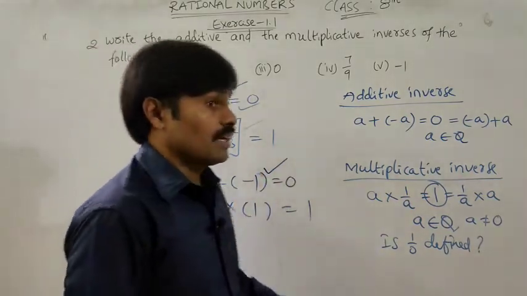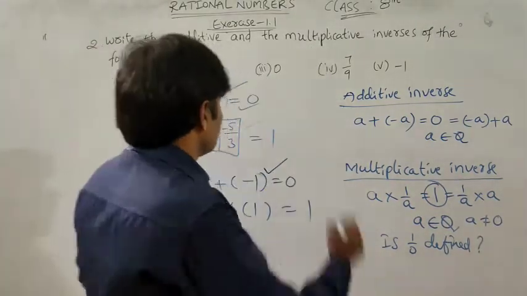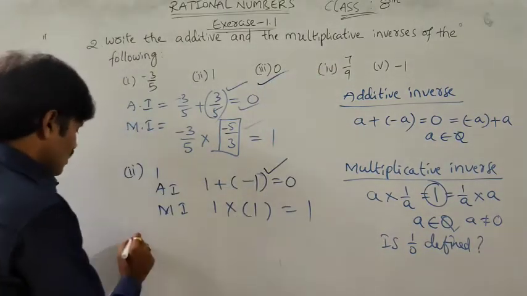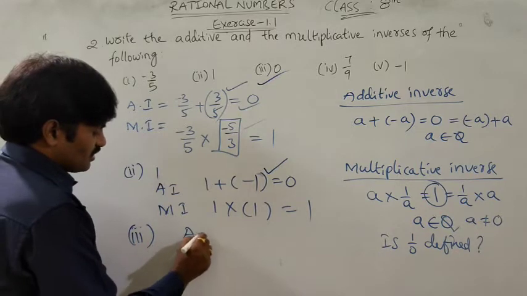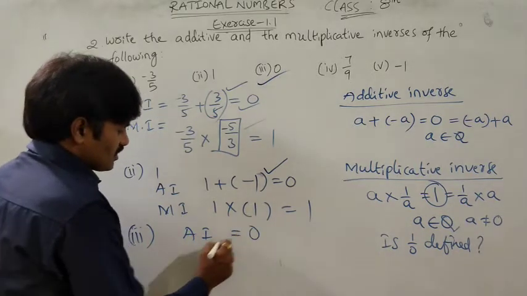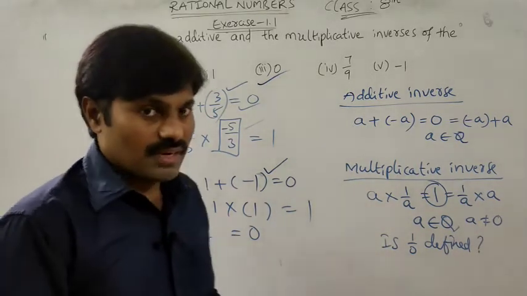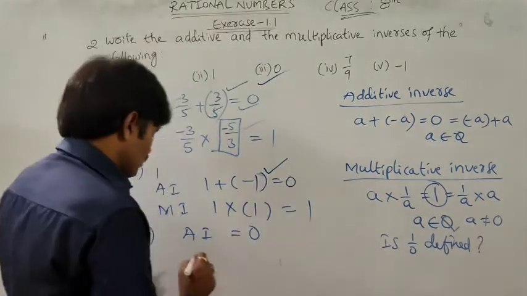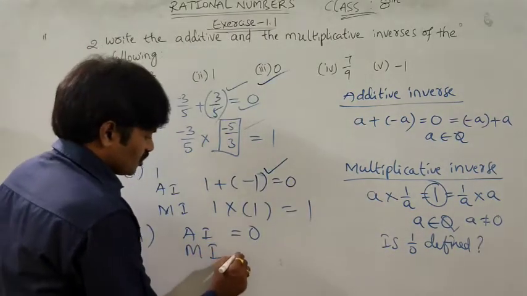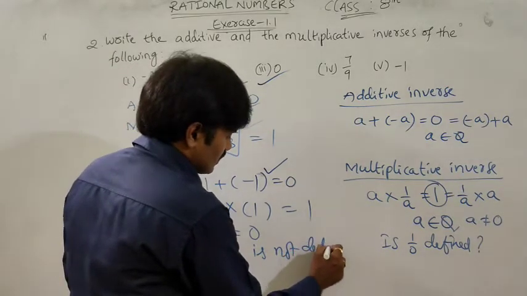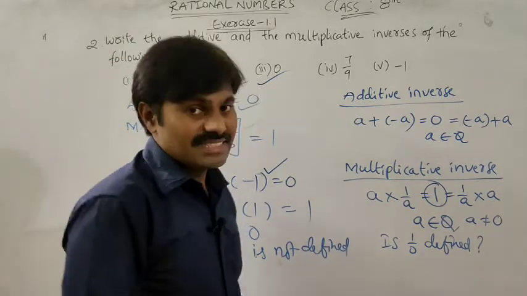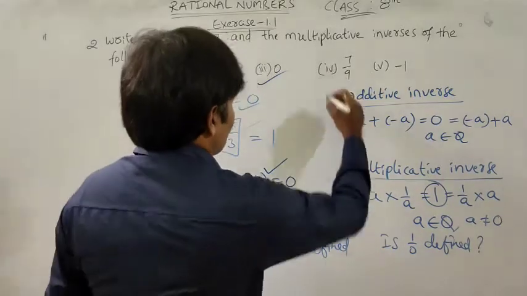Then what about the multiplicative inverse of 0? This is the question now. Already we discussed that the multiplicative inverse of 0 is not defined. The additive inverse of 0 is 0 itself, so there is no minus 0, but 0 itself. Then the multiplicative inverse of 0 is not defined. It doesn't exist. We can write it as doesn't exist. Clear? Next, 7 by 9.